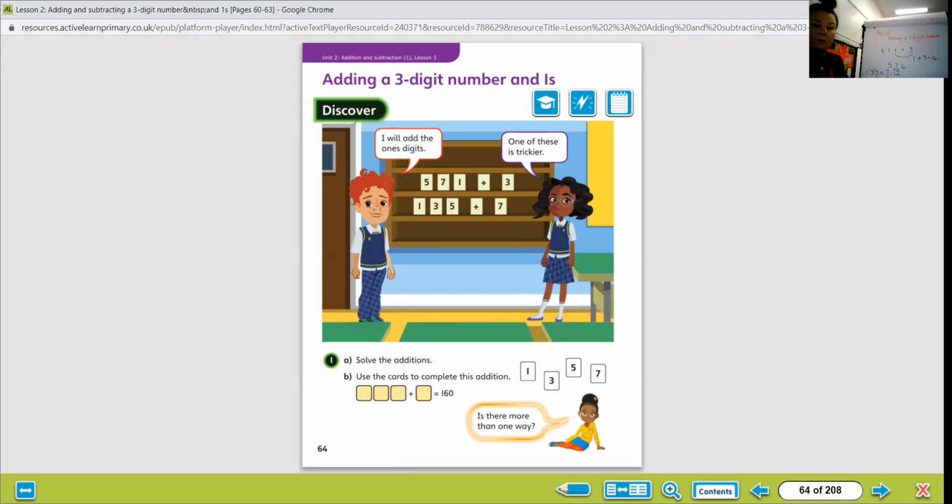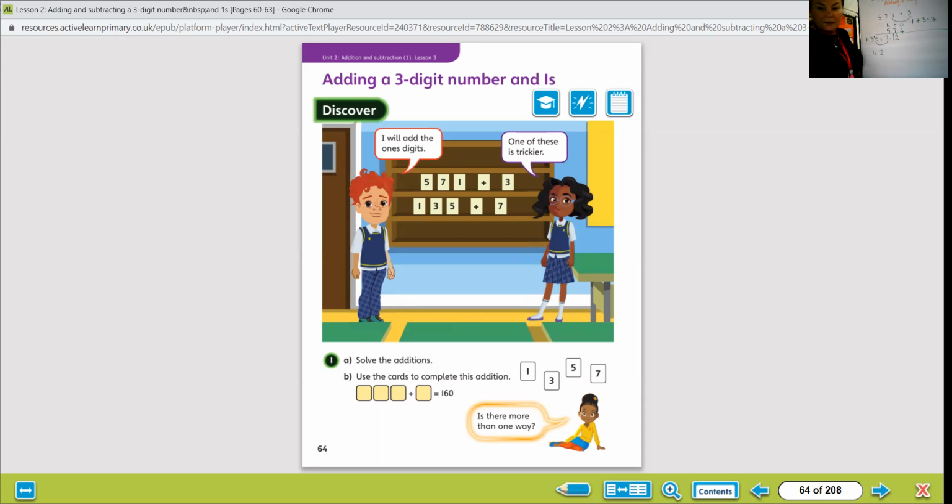So that's the second one, 135. We know that we haven't got to rename, so nothing is going to change apart from our ones column. Our ones column is going to change to 4, so our answer would be 574. Just on there, hundreds, tens and ones. Okay, that is that one. Sorry, they're a bit squished together, aren't they?